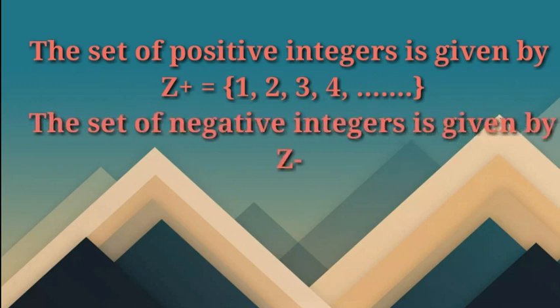So the set of positive integers is given by Z plus, capital Z plus is equal to curly bracket 1, 2, 3, 4, and so on. And the set of negative integers is given by capital Z minus is equal to curly bracket -1, -2, -3, -4, -5, -6, -7, -8, and so on. Right, students?